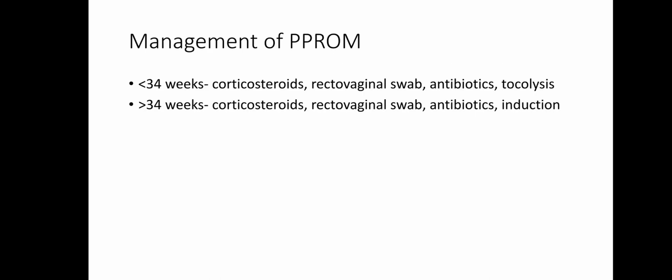Now, management, it's simple. If it's before 34 weeks, that means fetal lungs are not yet mature, so you need to give corticosteroids as well as delay labor. So corticosteroids plus tocolysis. The reason we do tocolysis is to allow the corticosteroids to work and to allow the fetal lungs to mature. And then antibiotics is routine and it's a must for any PROM or PPROM, because once you start draining liquid, that means there is a connection between the outside and the baby inside. So there's a high likelihood for infections to travel inside, and the main risk of this is chorioamnionitis. So before 34 weeks, corticosteroid, tocolysis, antibiotics, and the rectovaginal swab.